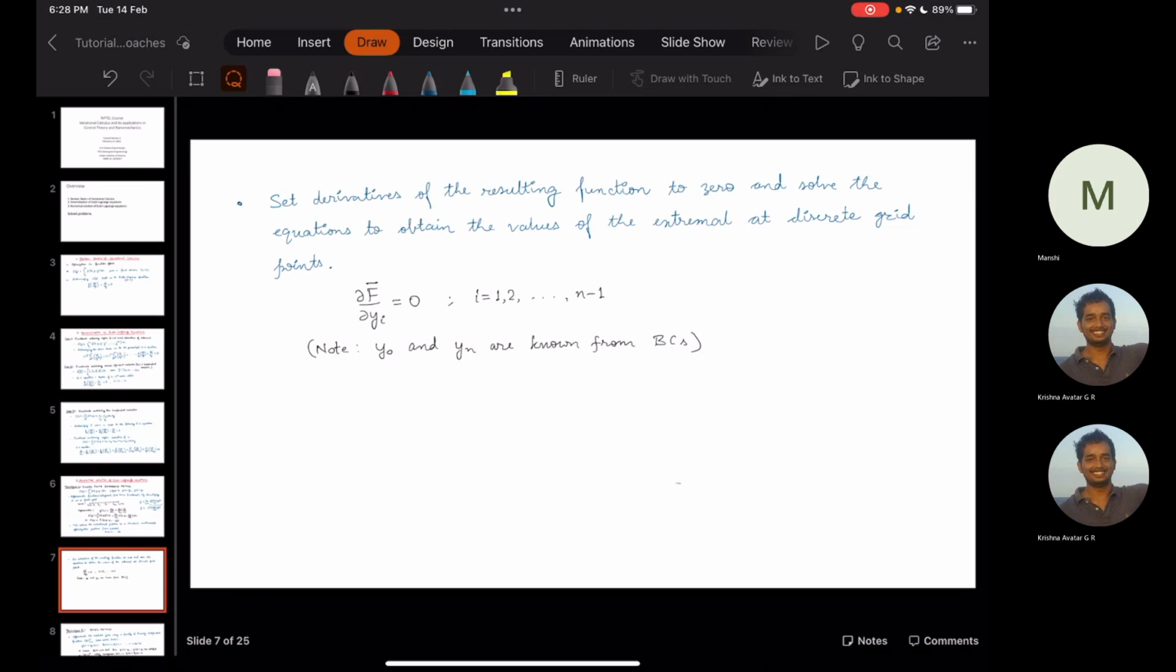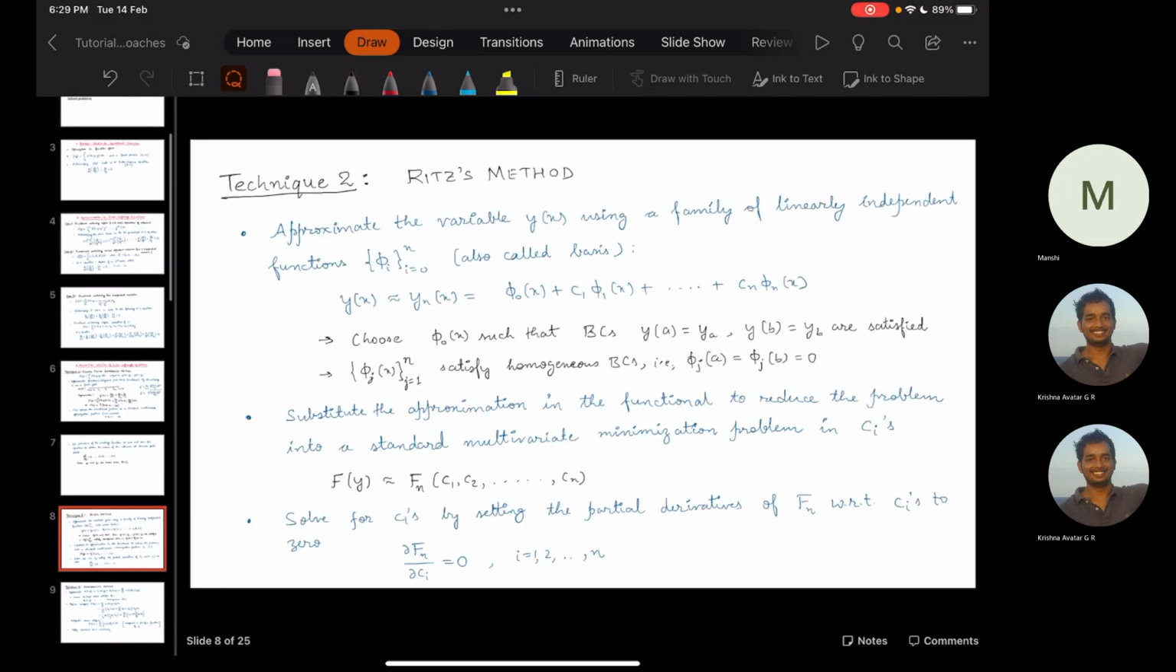And what we'll do is, our task is essentially to solve those n minus 1 equations and to obtain our yi's. So this means that we have obtained an approximate value for our extremal, but whose values are only present at the grid points for the domain. Okay, now let's go to the second technique.